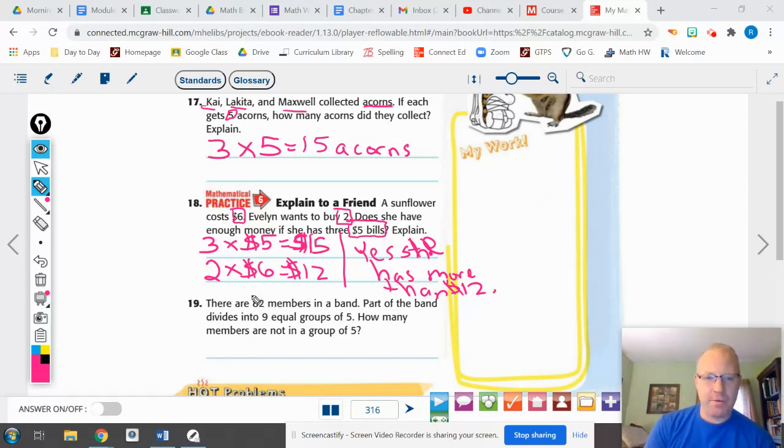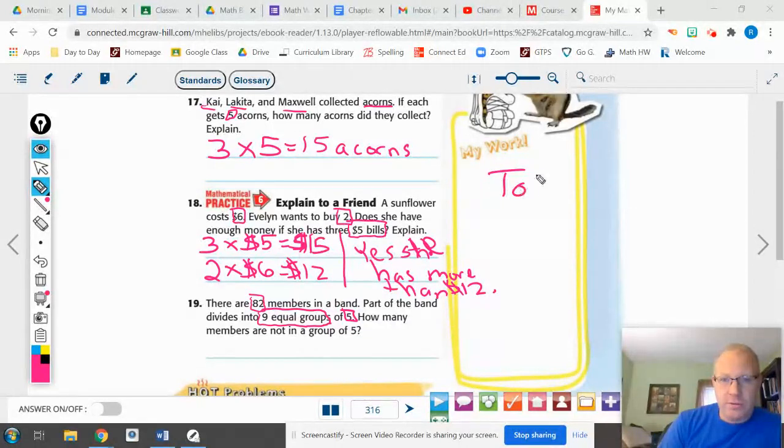There are 82 members in a band. That's a lot of people in that band. Part of the band divides into 9 equal groups of 5. How many members are not in a group of 5? This is a tough one, guys. And this is a tough one because they're saying that there's a total of 82 kids. Unless it's like an adult band with that many people, but 9 equal groups of 5.